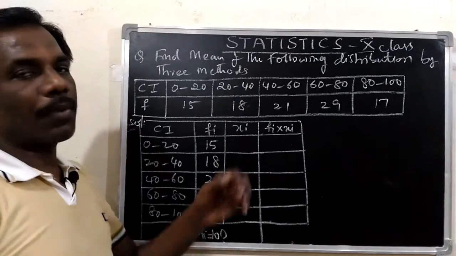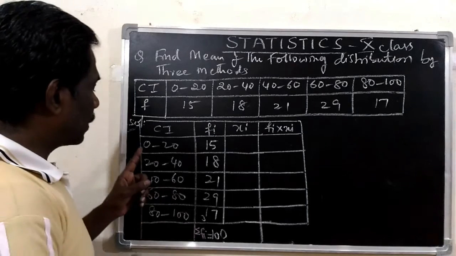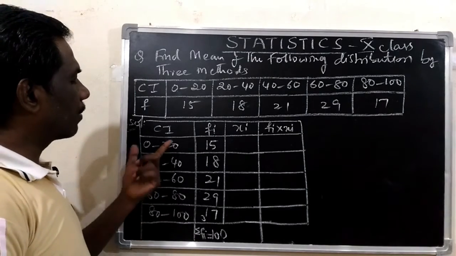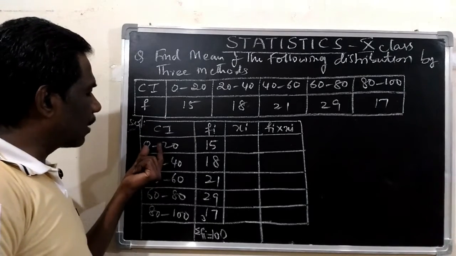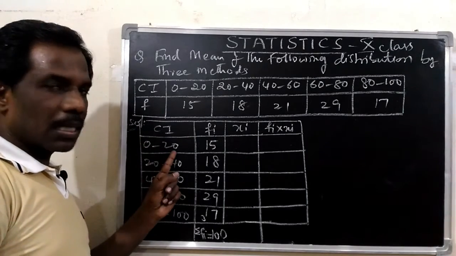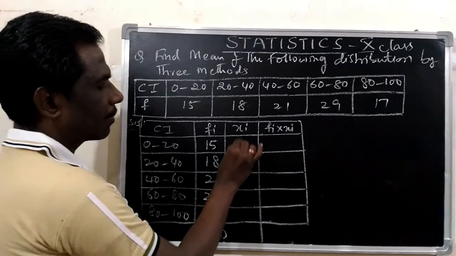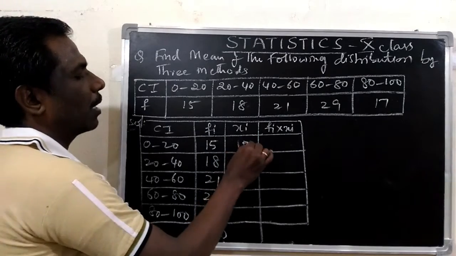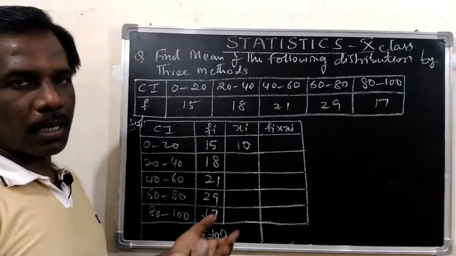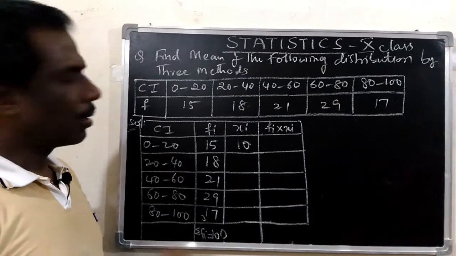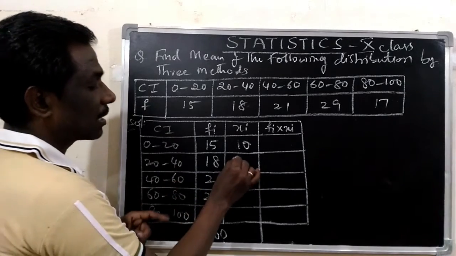Next we find xi, the mid value. How can we get the mid value? Let me find the mid value of 0 to 20. First we add them: 0 plus 20 is 20. 20 divided by 2 is 10. So first we add them, then take half of them, that is, divide by 2. Next, 20 to 40 gives 60, and half of 60 is 30.